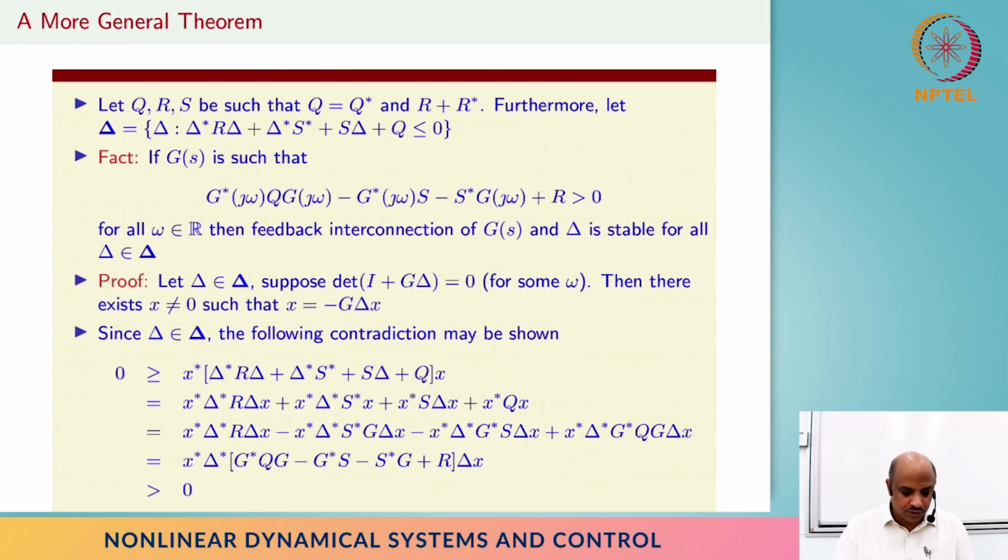So how do I know delta x is non-zero? Because x is minus G delta x, so you better have it non-zero. So all these things point out that this is greater than 0, which is showing that 0 is greater than or equal to 0, is a contradiction. So therefore there is no delta for which this determinant condition is satisfied. So it's a very cool result, in my opinion.